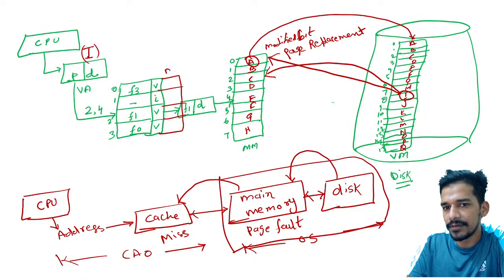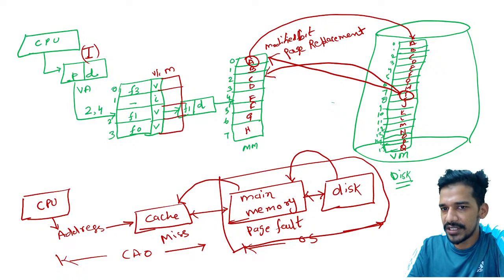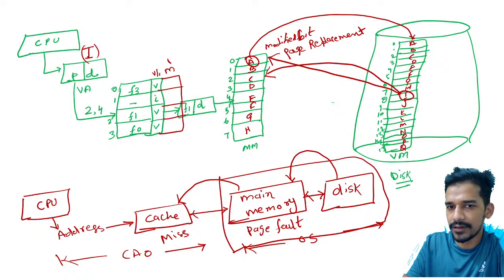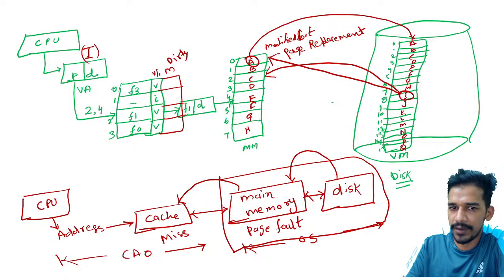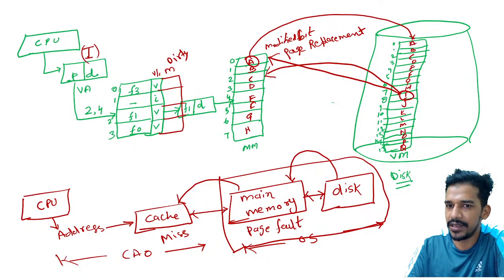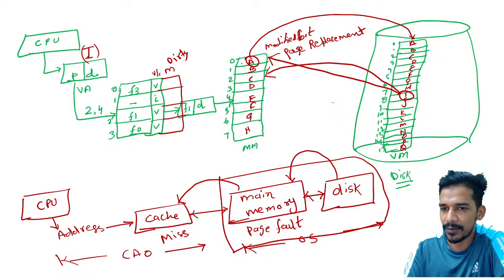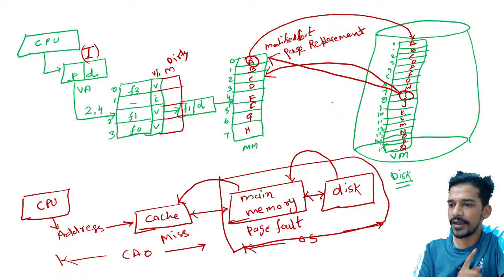Okay, modified bit. This is the valid invalid bit. The modified bit will tell you whether this particular page is modified by the CPU or not after coming into the main memory. You will study the same thing in cache memory. This is sometimes also called the dirty bit. It is called the modified bit or dirty bit. So if the dirty bit is set for a particular page, this means that this page is modified after coming into the main memory. The same concept you will study in cache memory also.